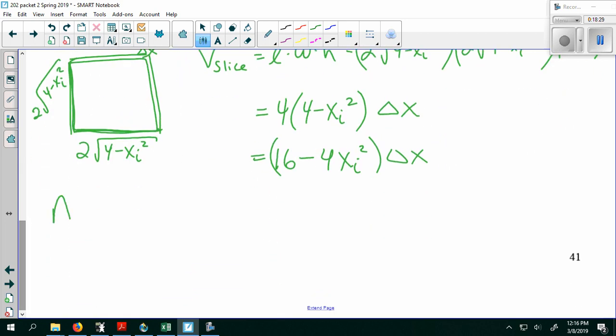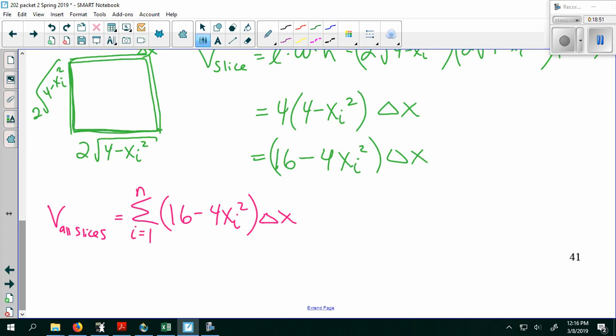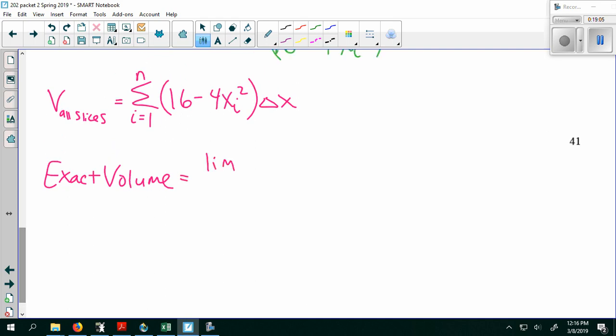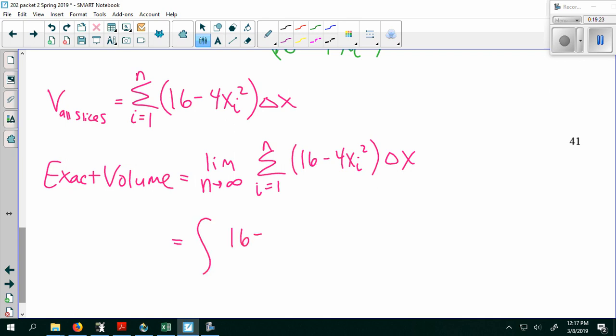So the volume of all my slices: well, the volume of one slice is 16 minus 4 xi squared delta x, and then I'm going to add up n of them. And then the exact volume of my solid is what happens when I take the limit of this sum, the limit as the number of squares goes to infinity. And that is the limit of a Riemann sum. That's an integral. Integral of 16 minus 4x squared. We drop the subscript of i when we translate to the integral. The delta x becomes a dx.